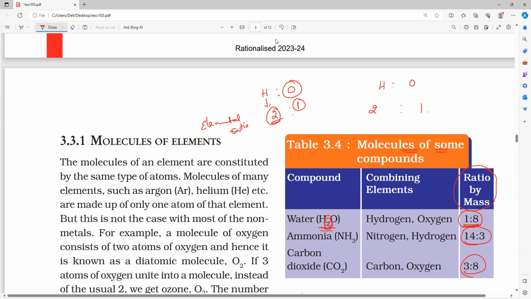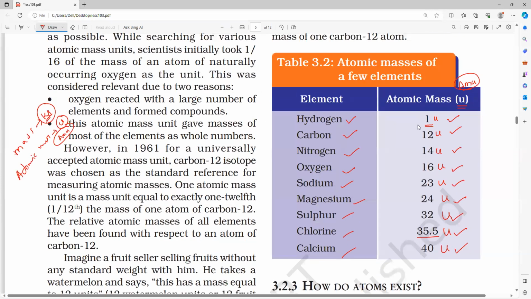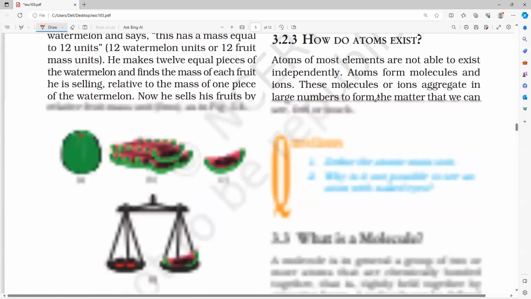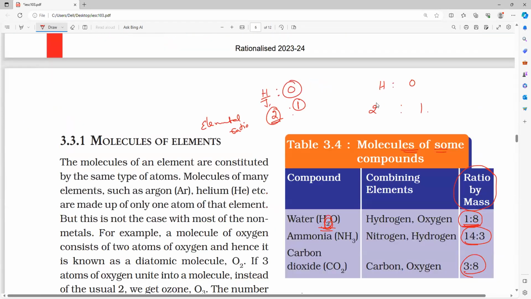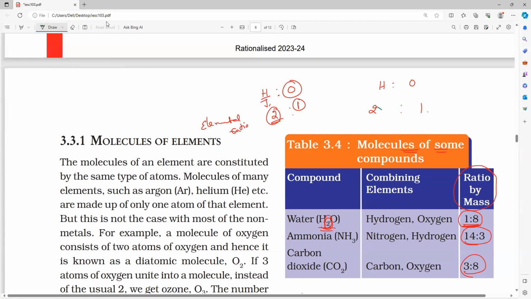Now, what is the mass of one hydrogen atom? Check in the tabular column. Everybody, 1 unit. Means totally we have how many? How many, Agalya? 2 are there, each having 1 unit. So we have 2 totally. So 2 into 1 equals 2U.